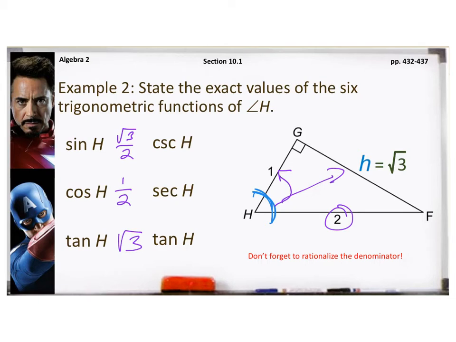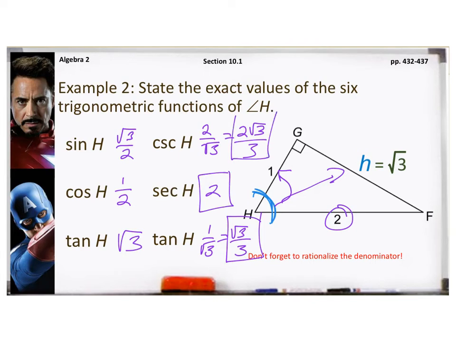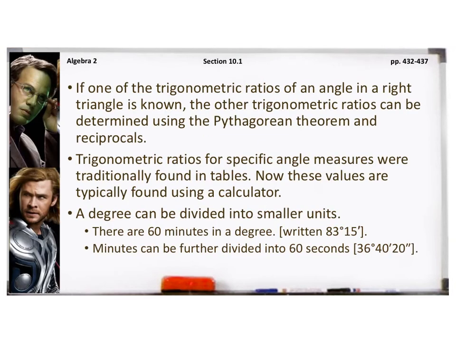Now, to do the other 3, super easy, just flip them. So now I have 2 over root 3. Well, I need to rationalize that, so it's going to be 2 root 3 over 3. Secant is 2 over 1, so that's 2. And tan is back to 1 over root 3. I have to rationalize, so it's going to be root 3 over 3. Okay, so those are my 6 answers to this question. All right. Hopefully you're getting a feel of it.